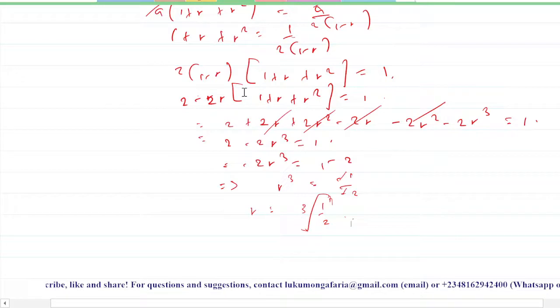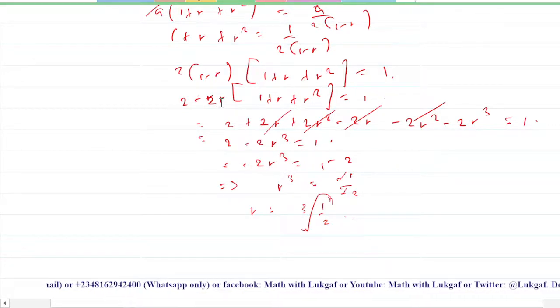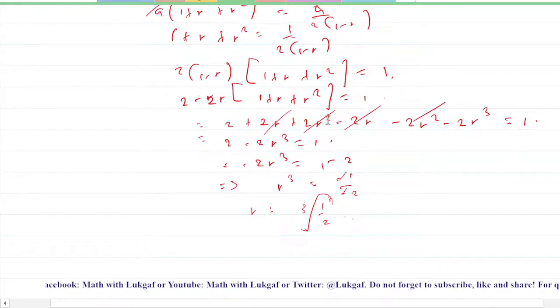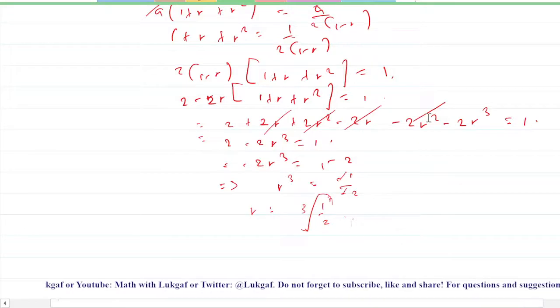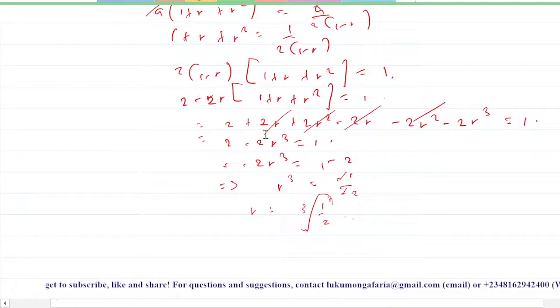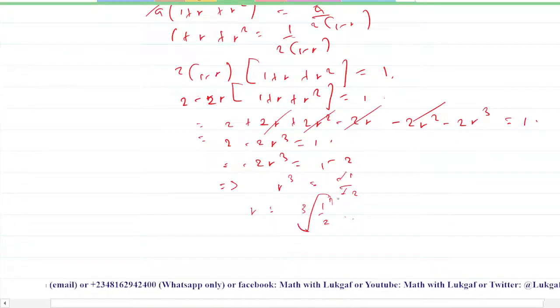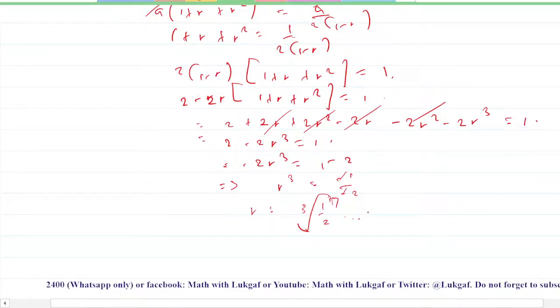So you have something of this nature, 2R. Okay, if you cross multiply, you have 2 minus 2R, 2 plus 2R plus 2R squared minus 2R minus 2R squared minus 2R cubed. So these cancel each other. So yeah, I don't think there is such a number. Then it suffices to leave your answer like this. So that's that. That's how you can apply sum to infinity.